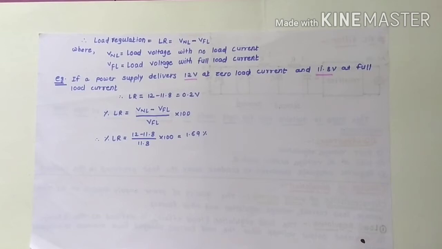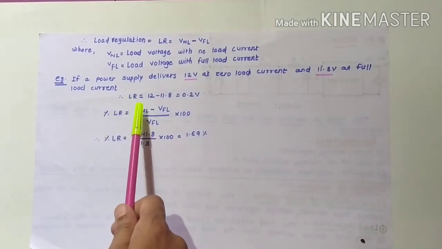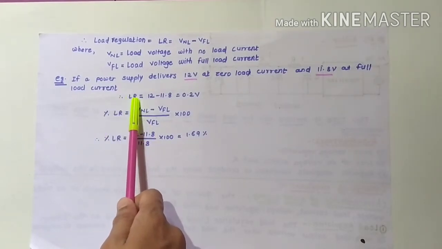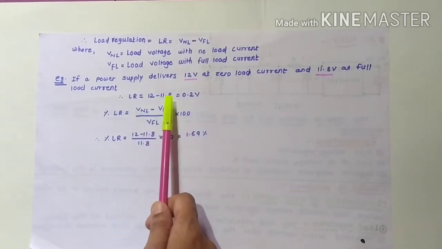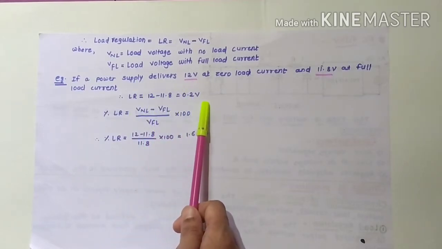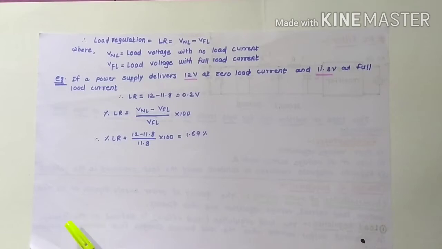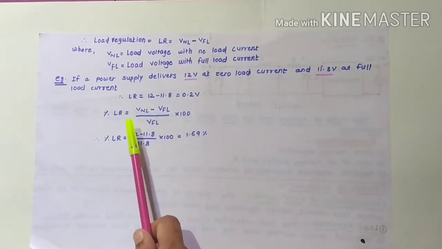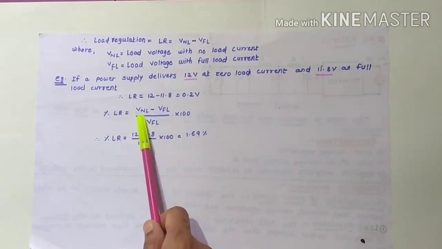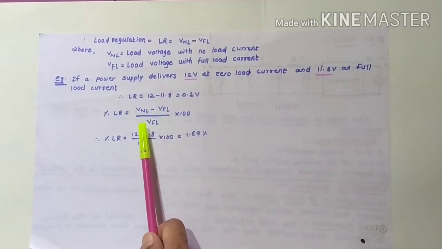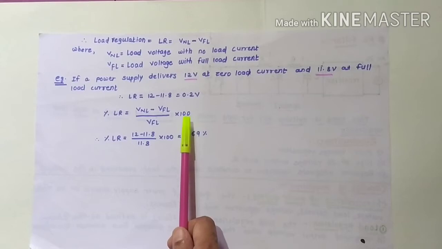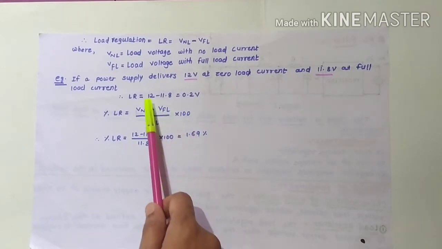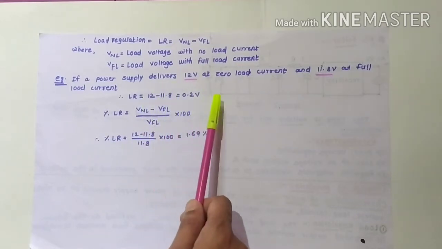Therefore, load regulation is equal to 12 minus 11.8, which is equal to 0.2 volt. If we have to find the percentage of load regulation, then the formula will be VNL minus VFL upon VFL, multiplied by 100, and we know that the subtraction gives 0.2 volt.